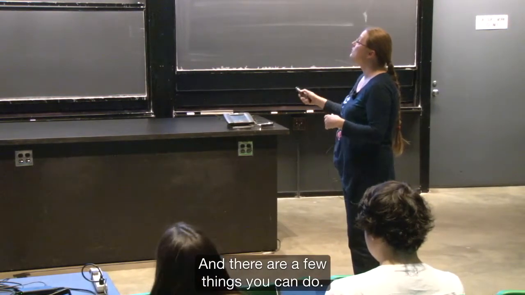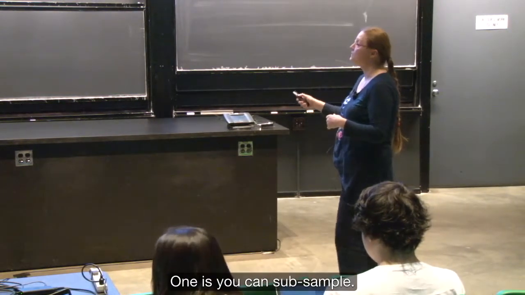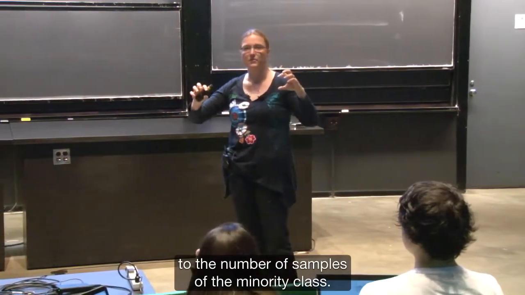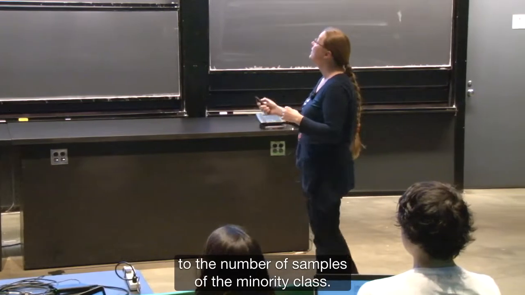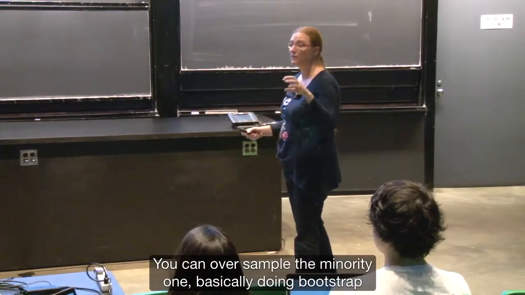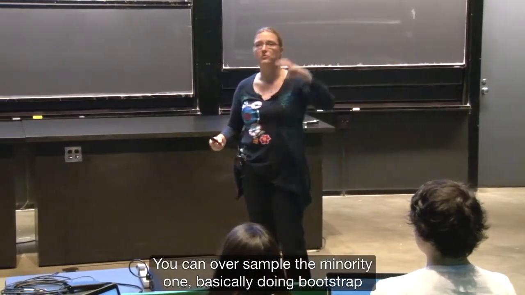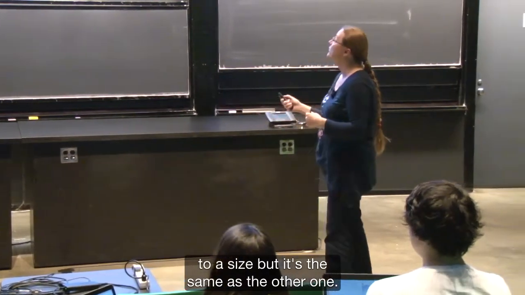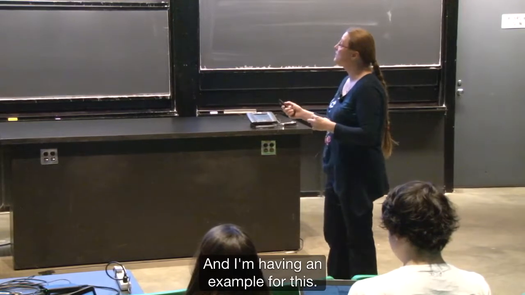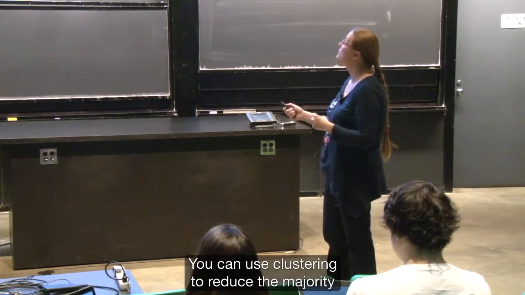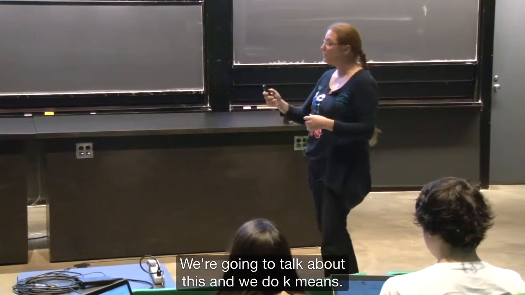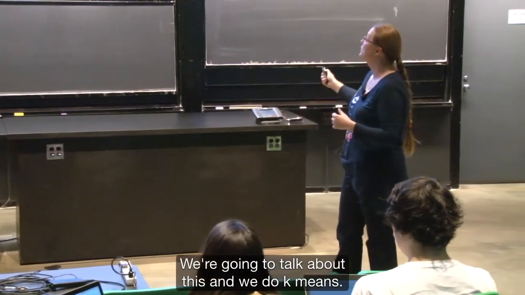And there are a few things you can do. One is you can subsample. You can reduce the majority class to the number of samples of the minority class. You can oversample the minority one, basically doing bootstrap to a size that is the same as the other one. You can reweight sample points. I'm going to have an example for this. You can use clustering to reduce the majority class to the minority class. We're going to talk about this when we do k-means.